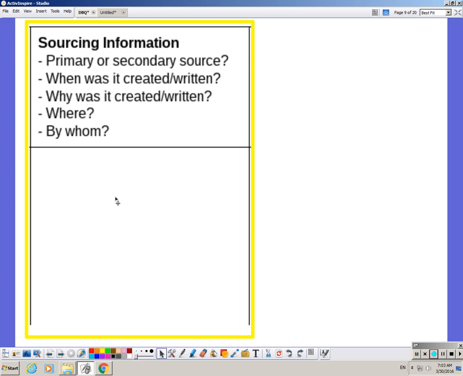So first of all, I'm going to look for some sourcing information. I've posted this information for you on Schoology for many of the sources, and you don't need to answer all of these questions, but think about, is this a primary source or is this secondary? What information do you have about when it was created or written, why it was created, maybe perhaps where or by whom it was created, if you have that information.